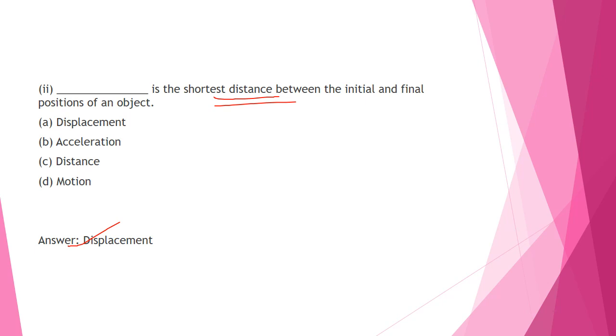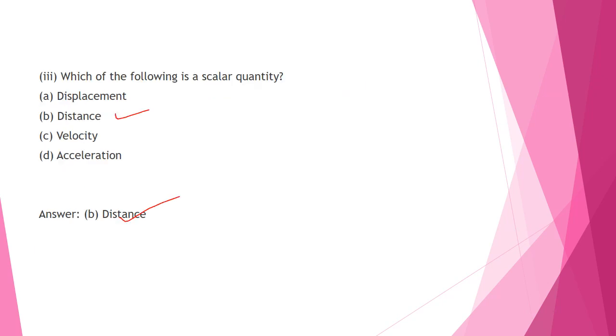Next question, dash is the shortest distance between initial and final position of an object. The shortest distance, from that name itself you will get displacement. There is displacement. Which of the following is a scalar quantity? Distance is a scalar quantity. Displacement, velocity and acceleration all are vector quantities.